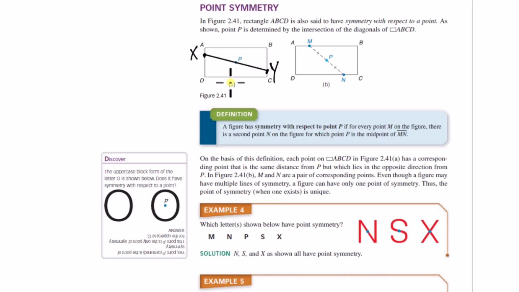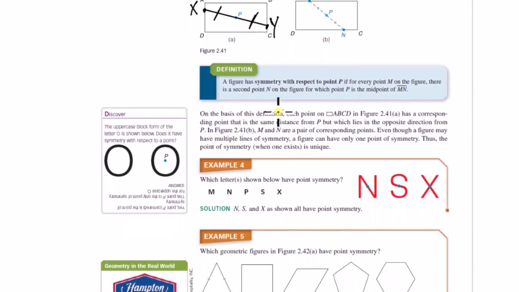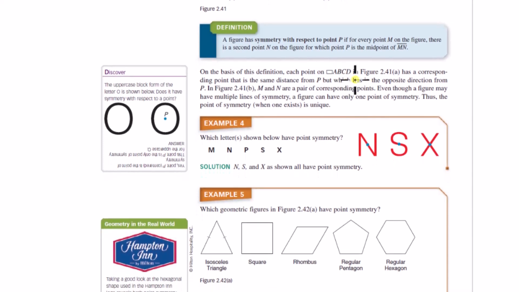And every single point on the figure needs to have a corresponding point with respect to point P. Then you have symmetry with respect to point P of that figure. If you find just one point that doesn't have this partner point with respect to a certain potential point of symmetry, then it's not symmetric with respect to that point. That's the idea. So these need to be congruent. P needs to be the midpoint of X, Y. Okay. So on the basis of this definition, each point on the rectangle above has a corresponding point that is the same distance from P, but which lies in the opposite direction from P.